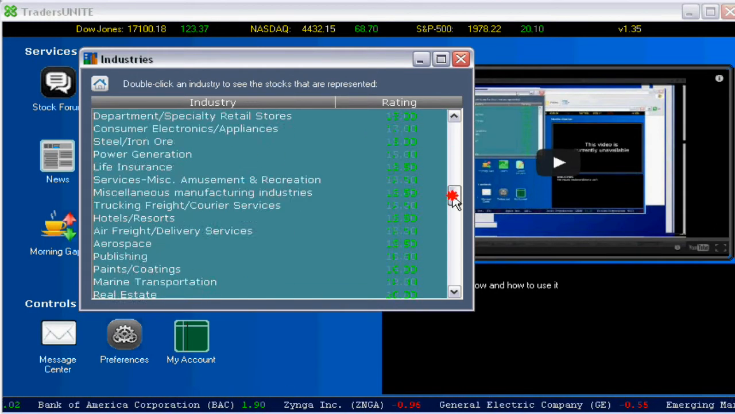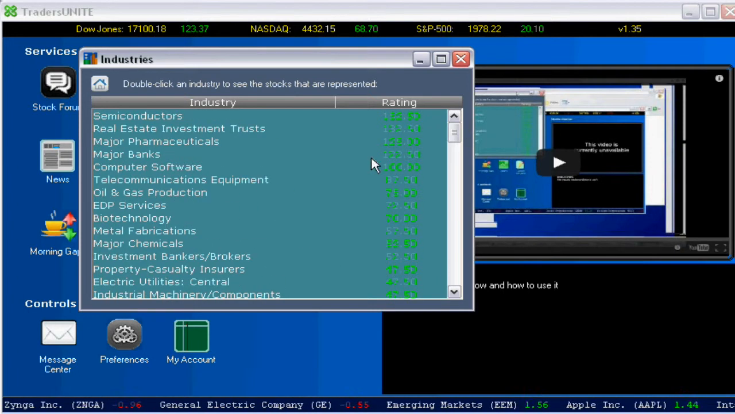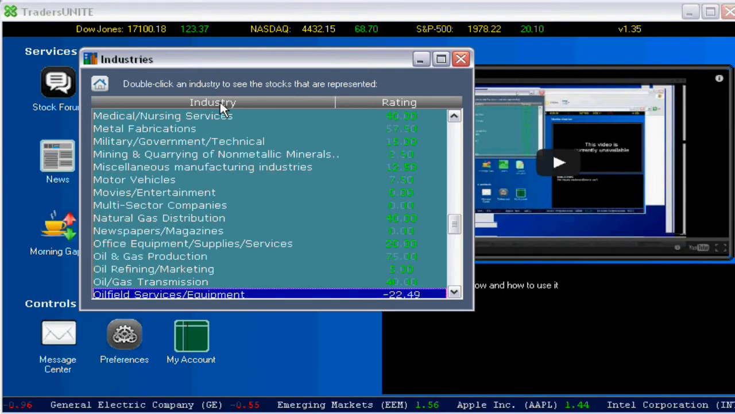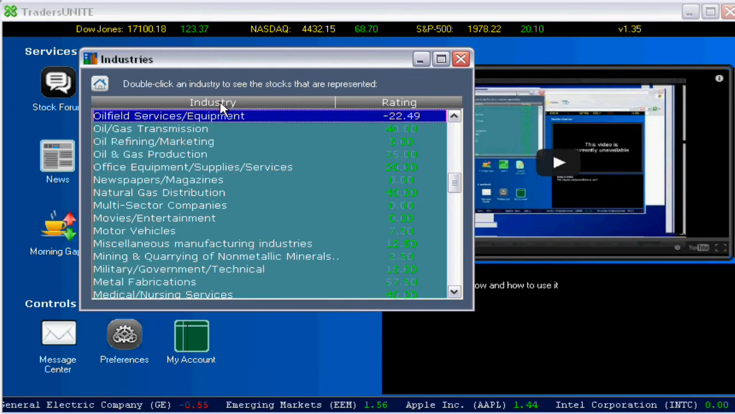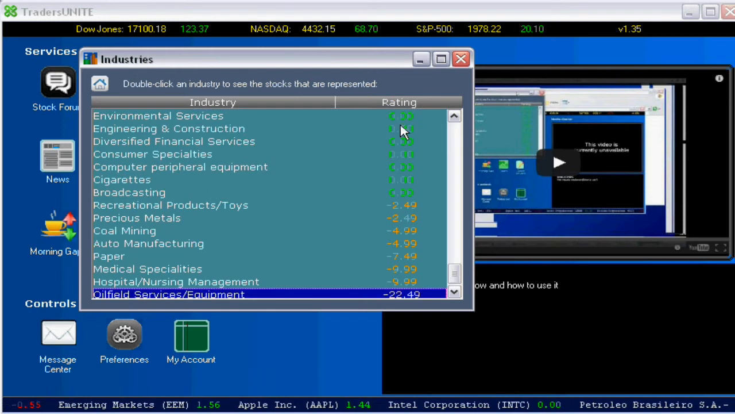Now if you scroll down you can see the worst sector, which has a negative rating. Turns out the worst sector is oil field services and equipment. As in all of our windows, you can sort by clicking the column. You can sort by industry name, either ascending or descending by clicking it again, or you sort by rating. I think the default would be sorting by rating from highest to lowest.